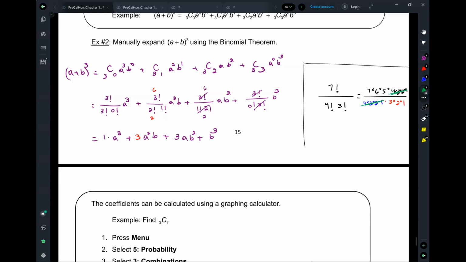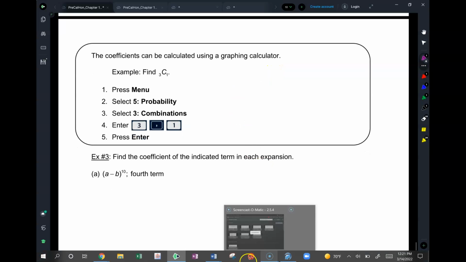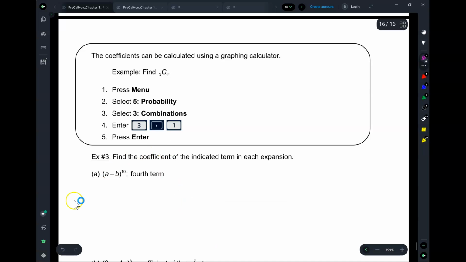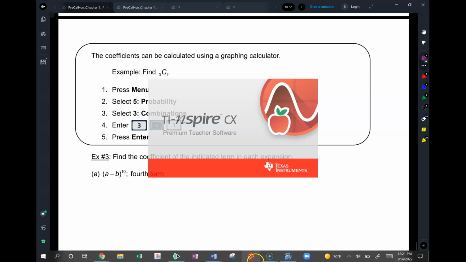Are we going to have a calculator section? Yeah. So what else cancels here? The 6 with this 6, so this is just 7 times 5, which is 35. It turns out you can also do it with your calculator. There is a button for it on your calculator.